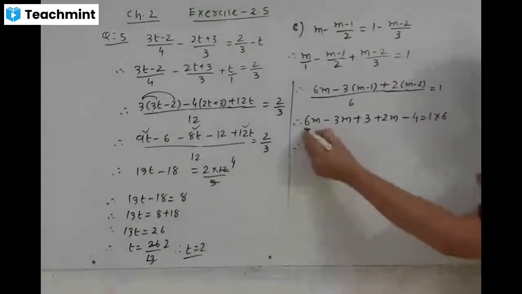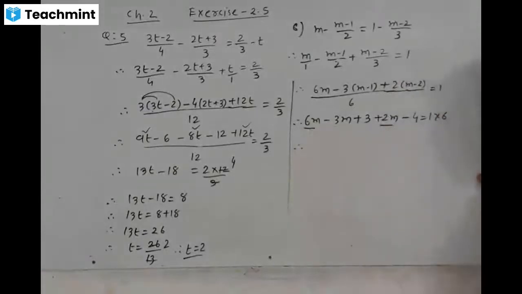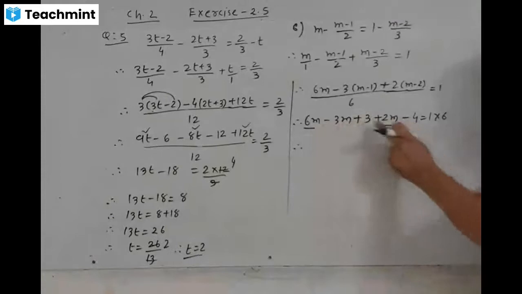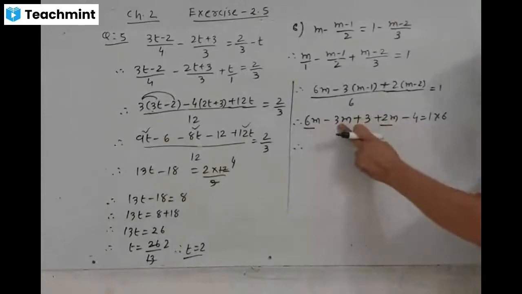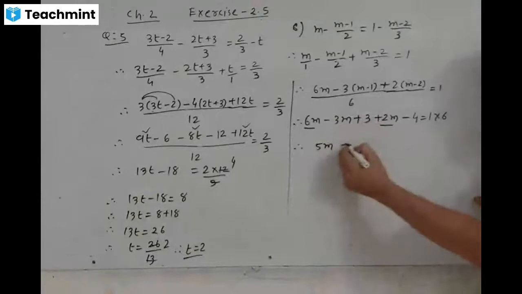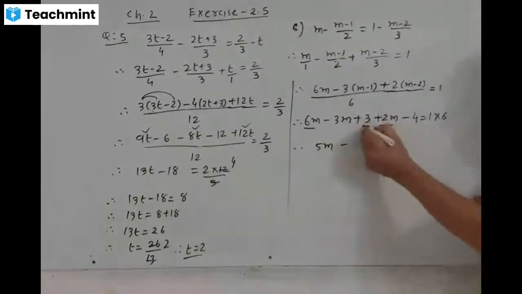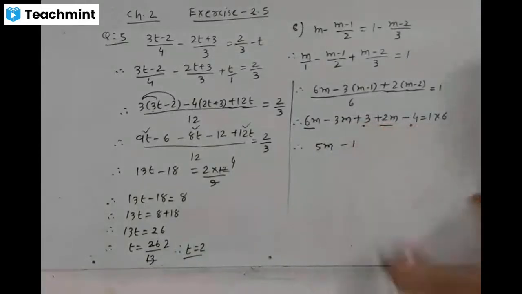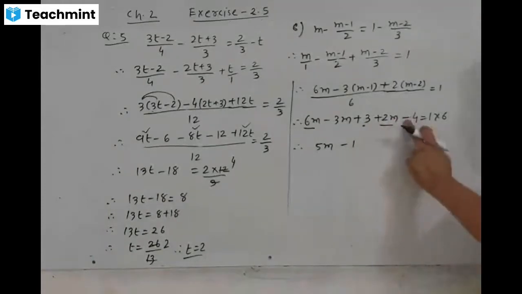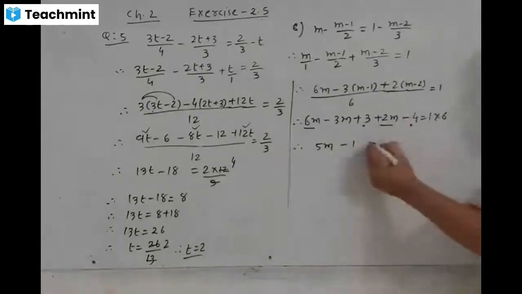Then simplify. 6m plus 2m, that is 8m. 8m minus 3m, that is equal to 5m. Plus 3 minus 4. 3 minus 4, that is minus 1. Both are opposite sign, that is subtraction. 3 minus 4, 1. Greater number sign is negative, that is negative.